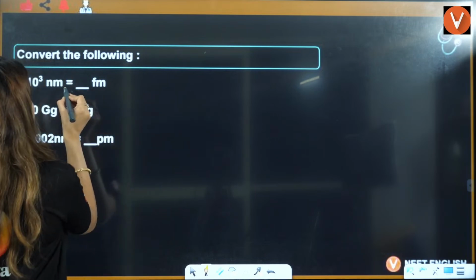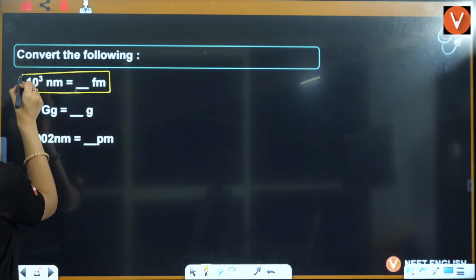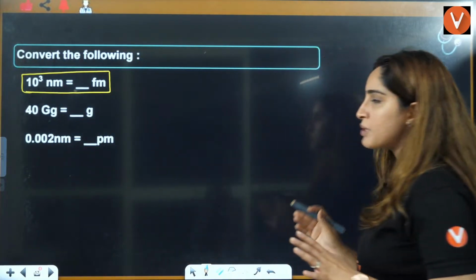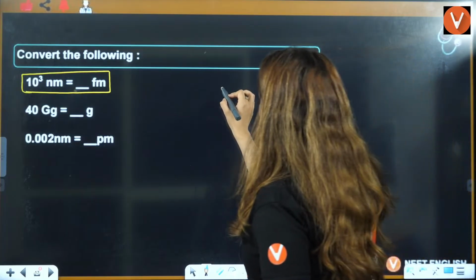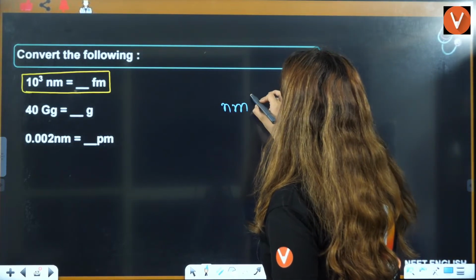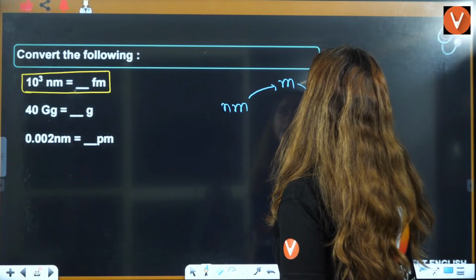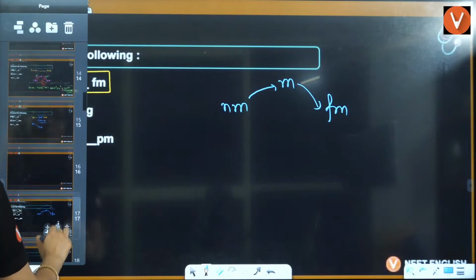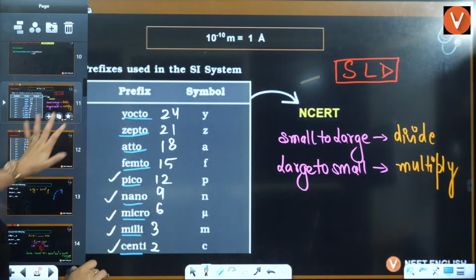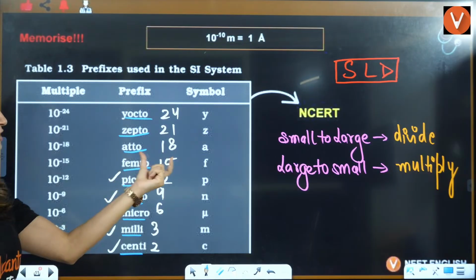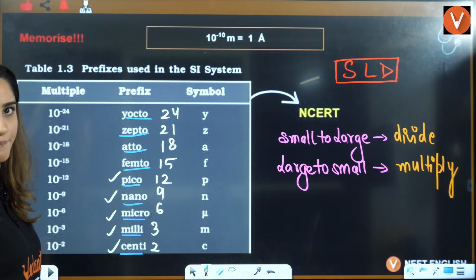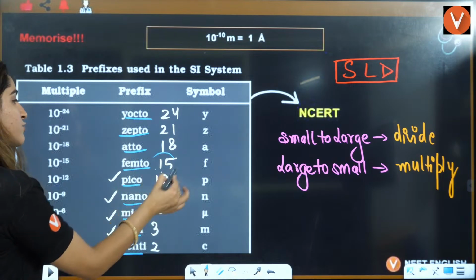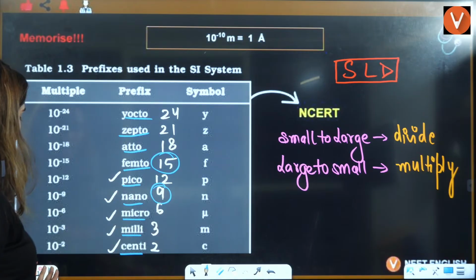This is the first one that I am picking: 10 raised to power 3 nanometer to femtometer. Now students, see one thing here. This is nanometer. This will be firstly converted to meter, then it will be converted to femtometer. Now ma'am, what was femtometer? Femtometer right here, that was smaller, that had 15. Nanometer had 9. So I am just going to pick this 15 and 9 here, and then I'll get my answer.